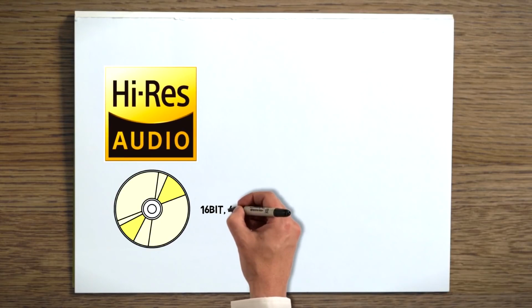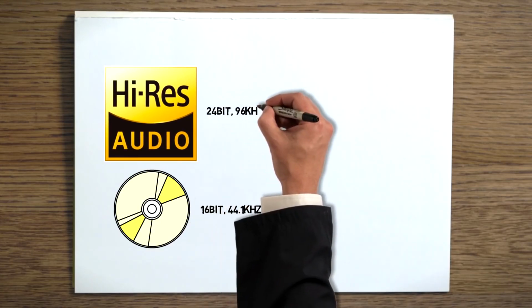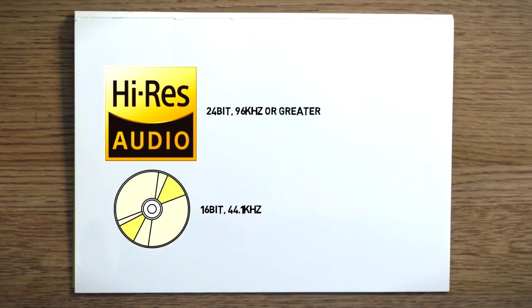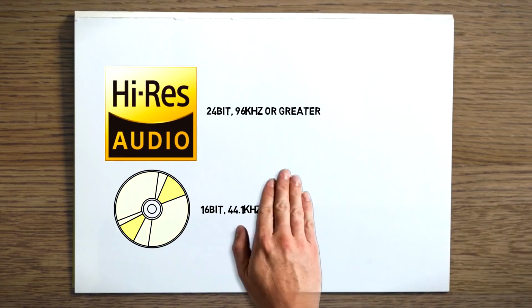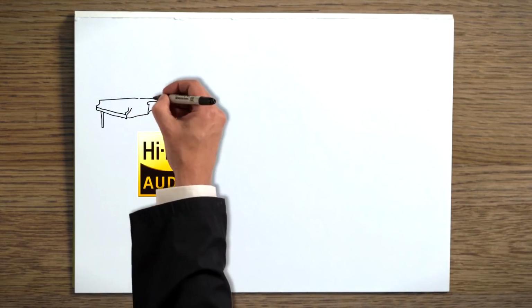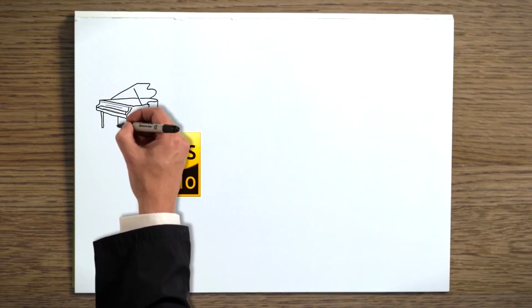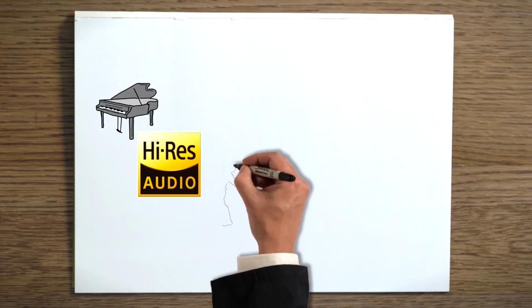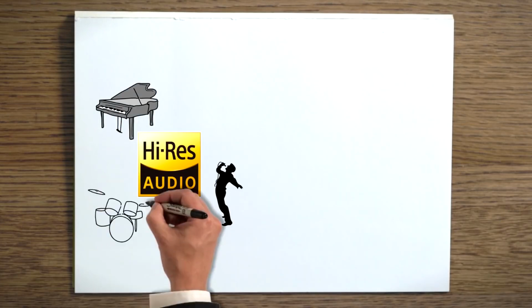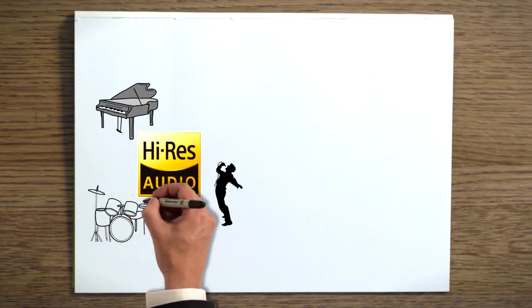The use of higher bit rates, like 24 bits rather than CD's 16 bits, means that you have more dynamic range, so you can accurately capture the tiniest subtleties, like the tap of a pianist's fingernails across the keyboard, or the subtle break in a singer's voice, as well as all the impact of a drum solo, and all without compromise.